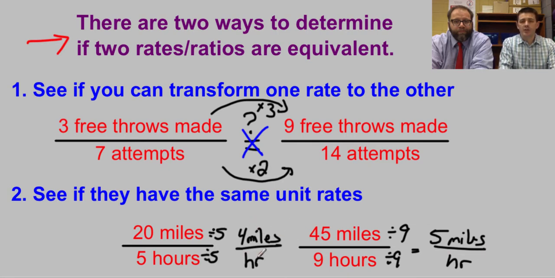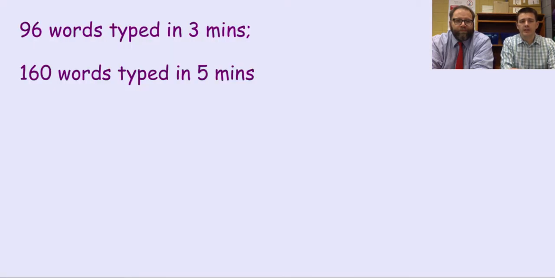So now we decide, is 4 miles per hour equal to 5 miles per hour? Obviously, that's not the case. So we would say, no, these two rates are not equivalent. If we'd gotten the exact same unit rate, we know that they're equal. Since we got something different, we know they are not equal or not equivalent.